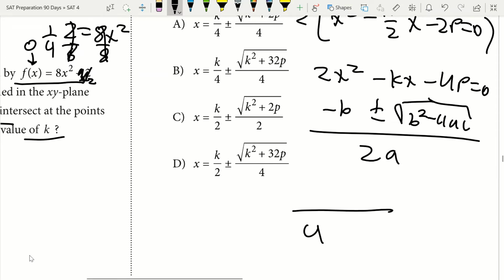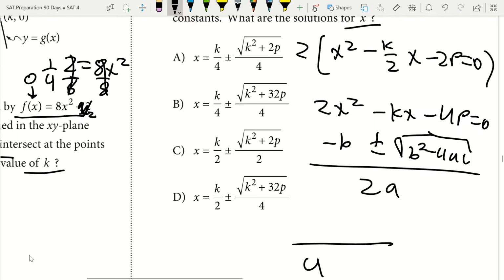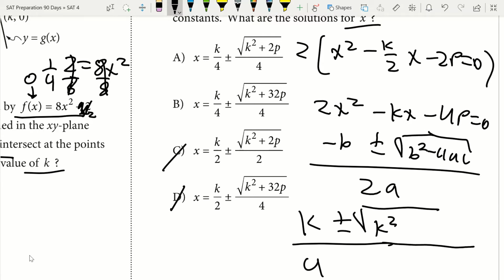I know negative b, I know that b is negative k, so negative b is going to leave me with k. So I'll have k over 4, so I can go ahead and get rid of c and d. Then I'm going to have plus or minus the square root of k squared, and that's going to be minus 4 times a. That's going to be minus 4 times 2, since a is 2, and then times c, which is also negative 4. Okay, I see that that's going to give me plus 32, so my answer there is going to have to be B.